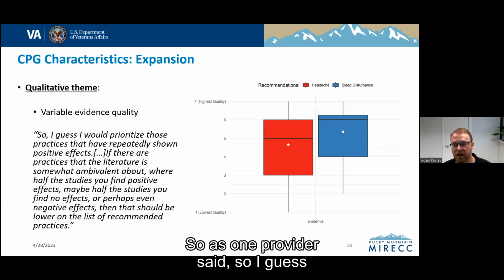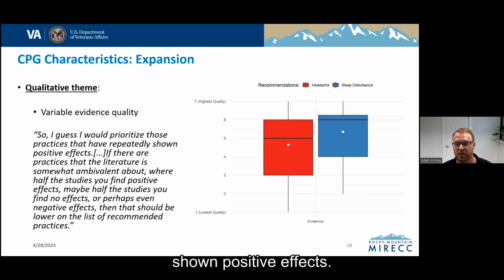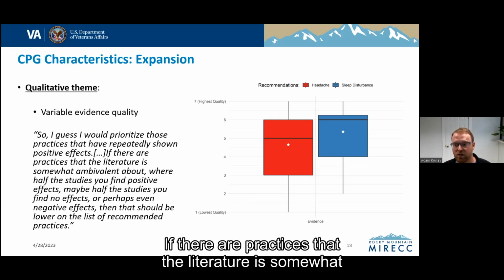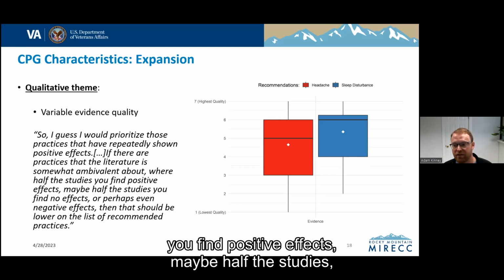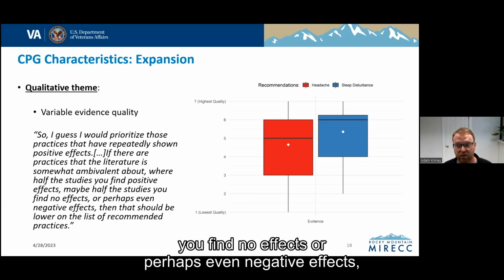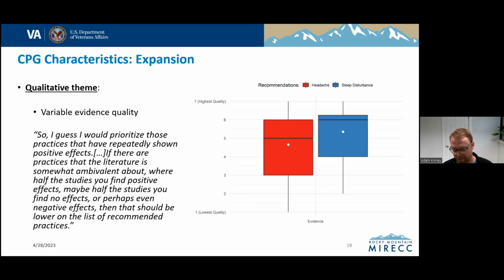So as one provider said, "So I guess I would prioritize those practices that have repeatedly shown positive effects. If there are practices that the literature is somewhat ambivalent about, where half the studies you find positive effects, maybe half the studies you find no effects, or perhaps even negative effects, then that should be lower on the list of recommended practices."